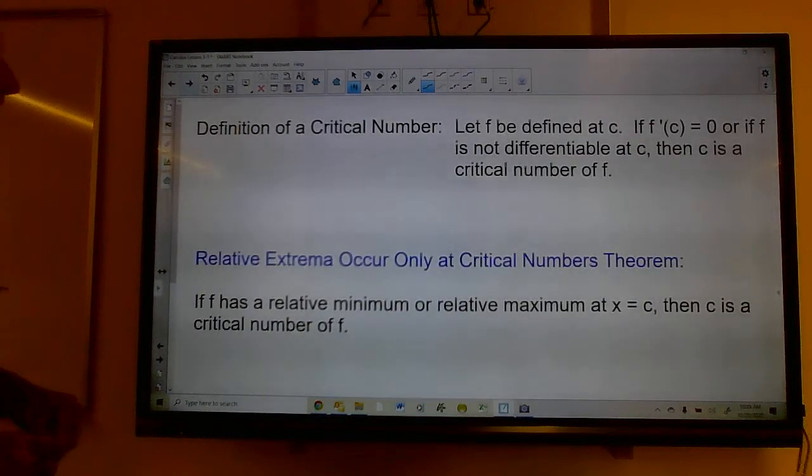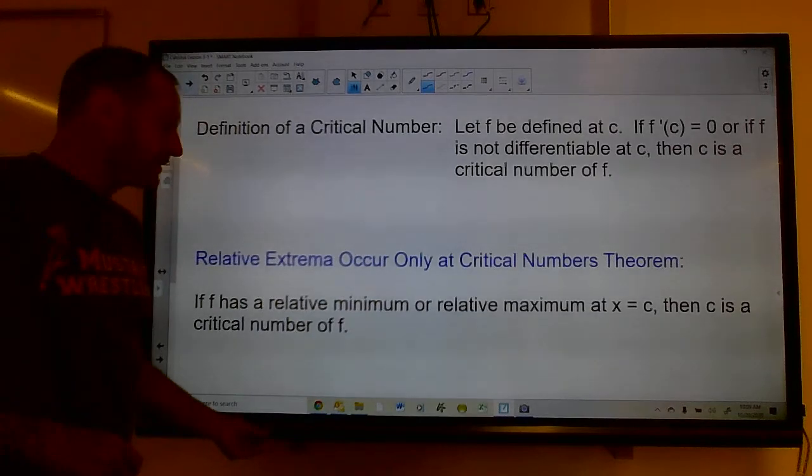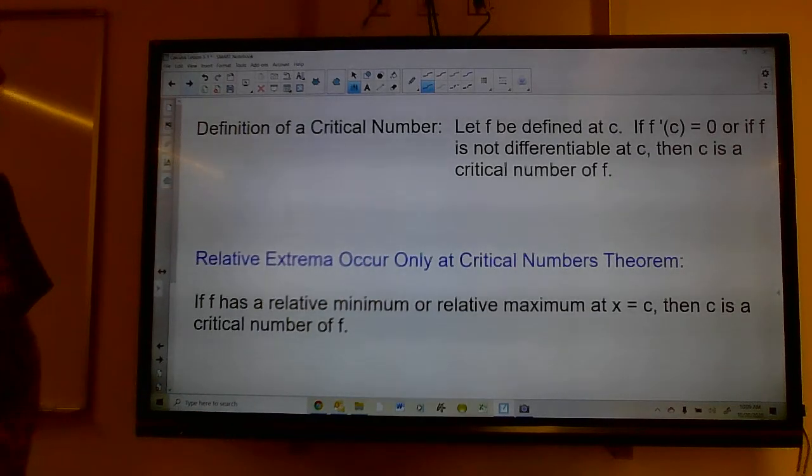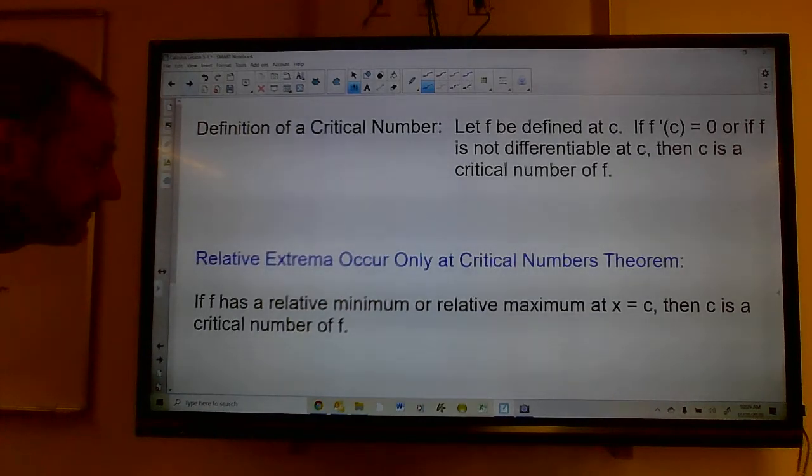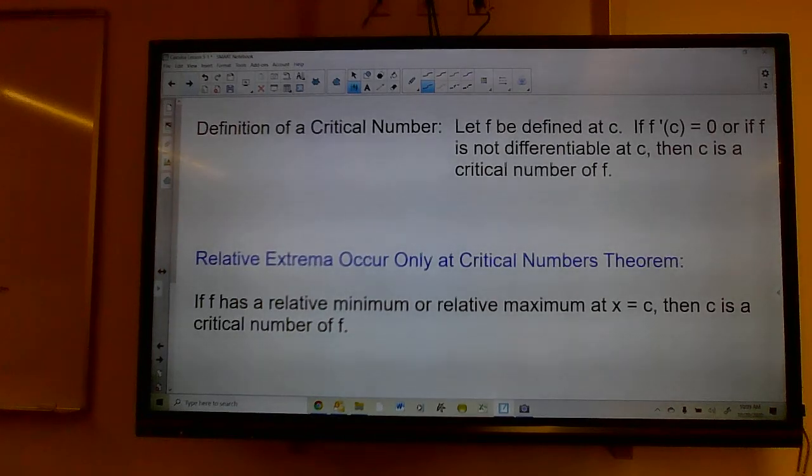Definition of a critical number. Let f be defined at the point c. If f prime of c is 0, or if f is not differentiable at c, then c is a critical number. All right, so you're going to look for asymptotes, you're going to look for endpoints, you're going to look for places where the derivative is 0. And those are going to be critical numbers.